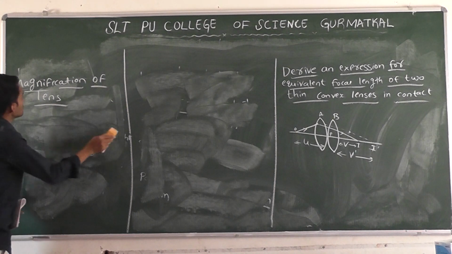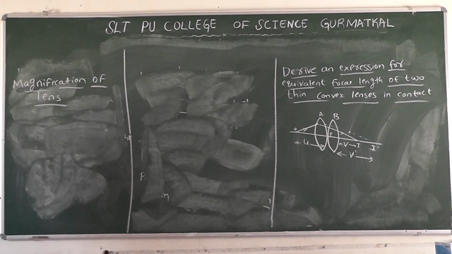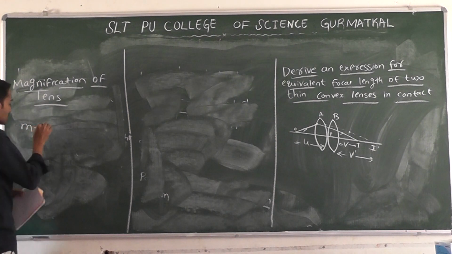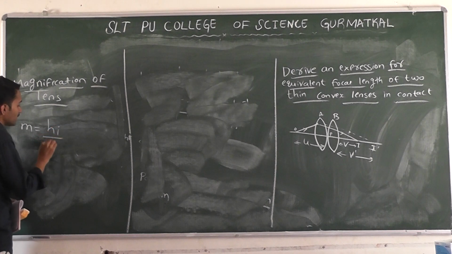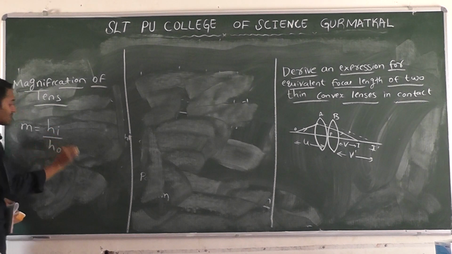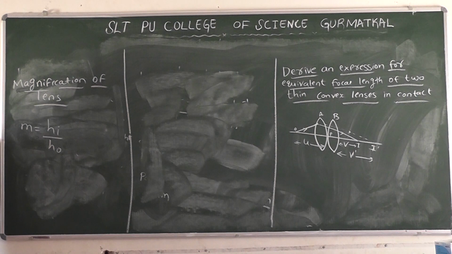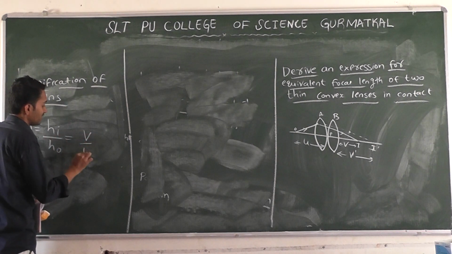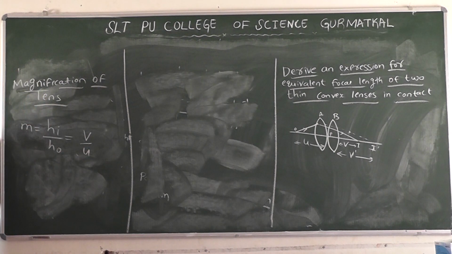Now the linear magnification of a lens. We write the same formula, and for the lens also we take small m. What is the relation? Height of image by height of object, or size of image by size of object. In the form of distances we write v by u. What is the difference? For the mirror we write a negative symbol; for the lens we do not write a negative symbol. So m is equal to hi by ho.